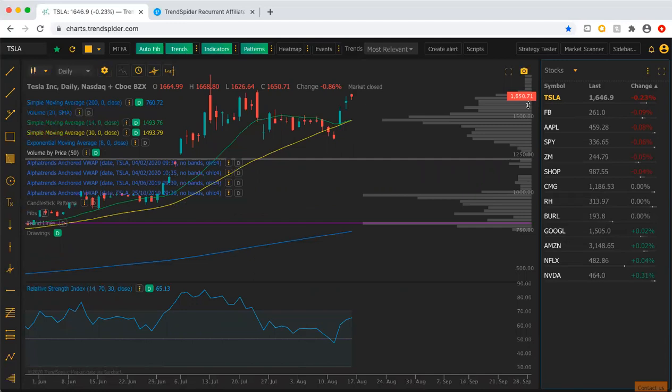And other than that, that's basically what I use. I use the volume by price on this side, the SMAs, just for support and resistances as well, and the fibs.